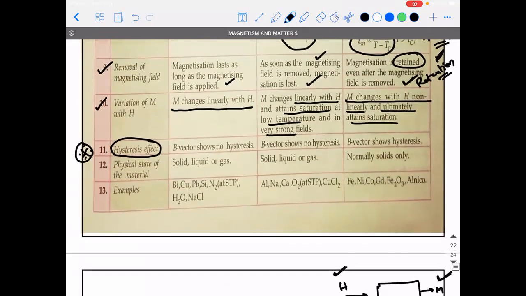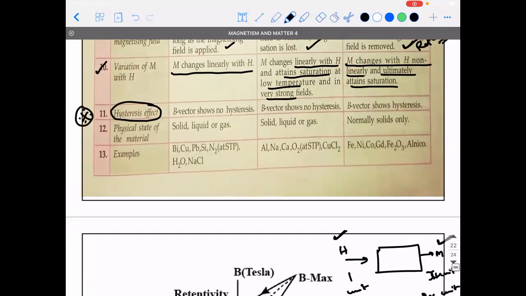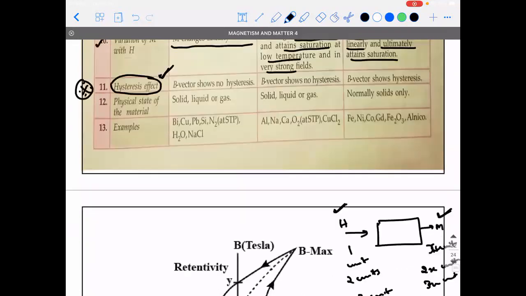Whereas in the case of a ferromagnetic substance, M and H are not linearly proportional. They are non-linearly proportional. This hysteresis effect is a very, very important thing, which I will explain next. I'm not discussing it at this point.